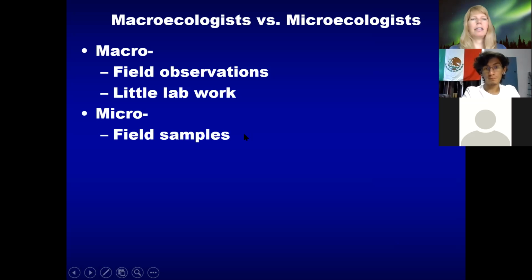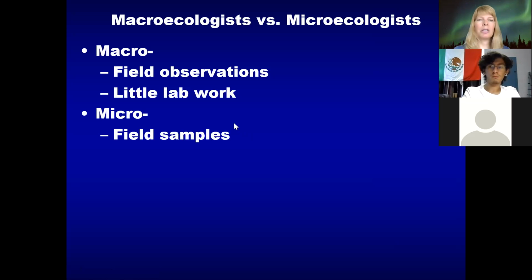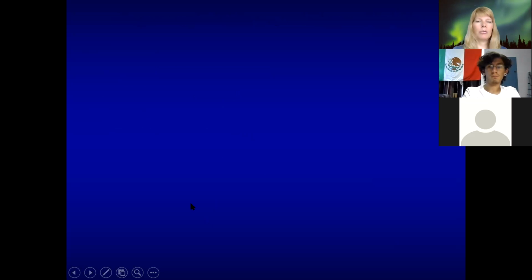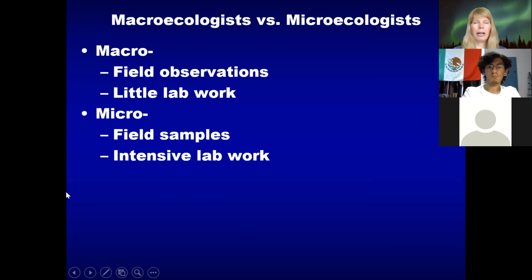Microecologists, on the other hand, also go out to the field, and they have to be both a macro and a microecologist, really. They go out to the field, observe what's going on, and take samples because they're looking for the microbes. Then they bring them back to the lab and often do intensive lab work. So the microbial ecologist's job is really fun because you get to do both.